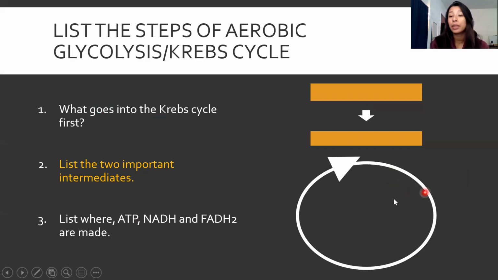What are the two most important ones? Our starting one is our citrate, and our final one is, this one's kind of hard because no one knows how to say it, oxaloacetate. All right, so we have our citrate, which is technically the start of our cycle, even though it is a cycle, and then our end is oxaloacetate.